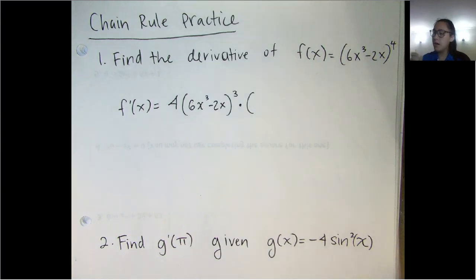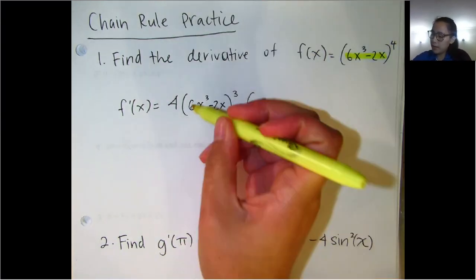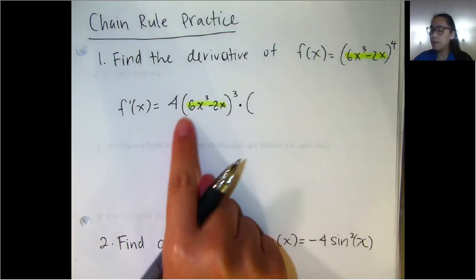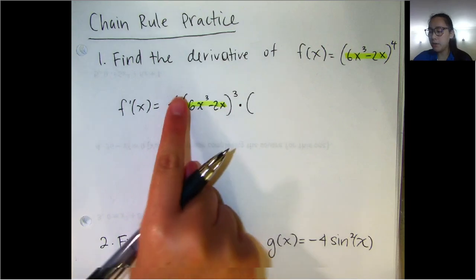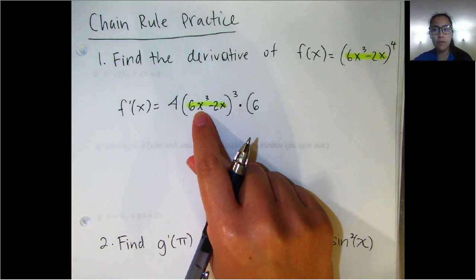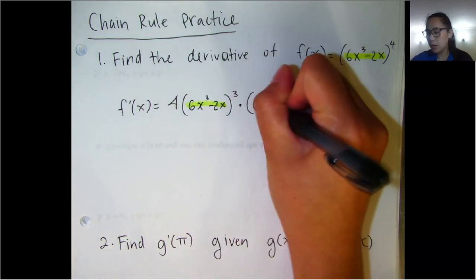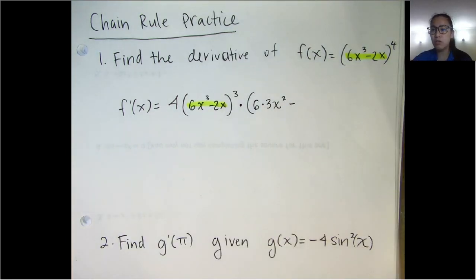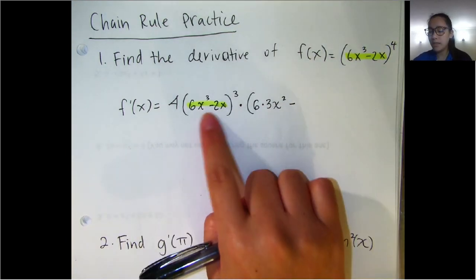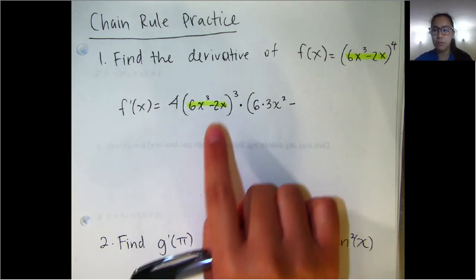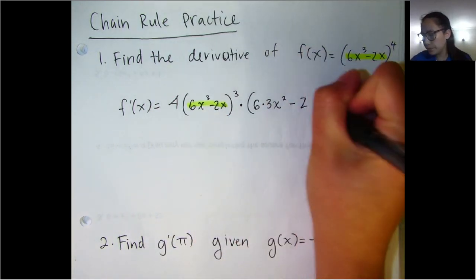Just to reiterate, this inside function stays exactly the same, and then we're going to take the derivative of that. The derivative of 6x cubed: you can carry the 6 over because that's a constant on the outside. So 6, times the derivative of x cubed, that's going to be 3x squared. And then minus, because it's subtraction, you can just take the derivative of each part separately. What's the derivative of 2x? Well, the derivative of 2x is just 2, because that's a line, and so it's just the slope of the line.